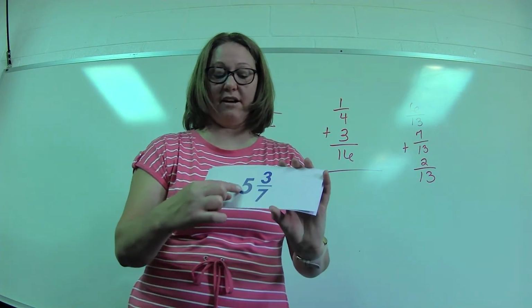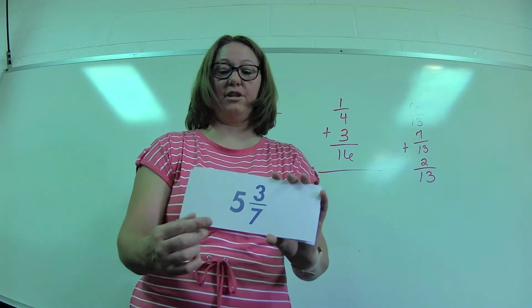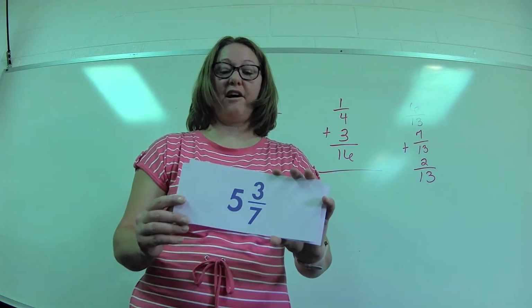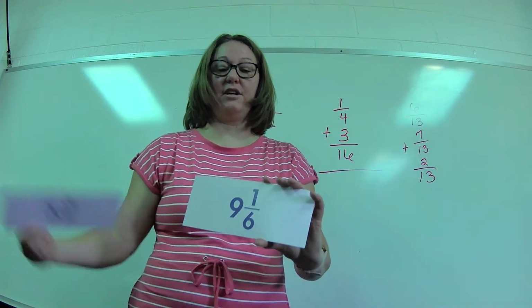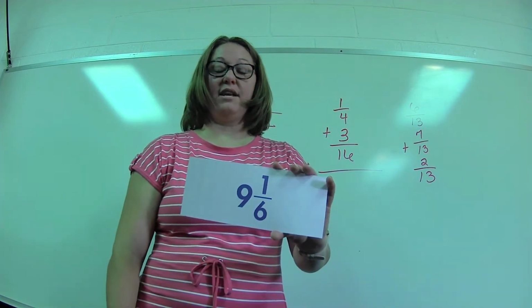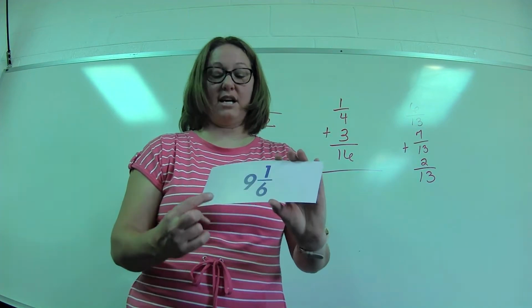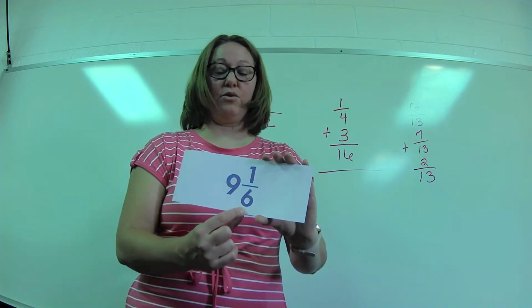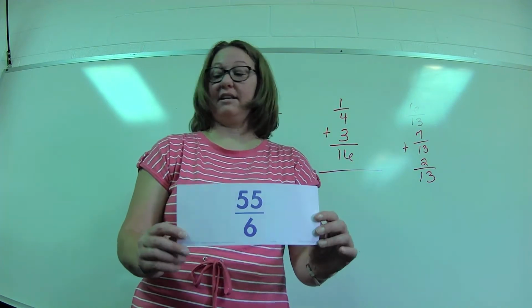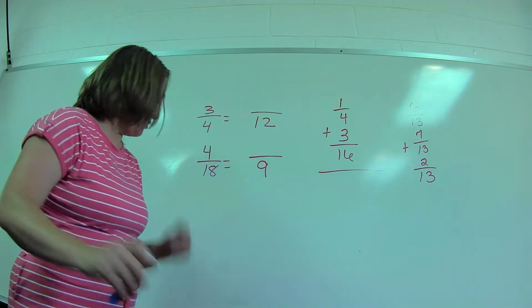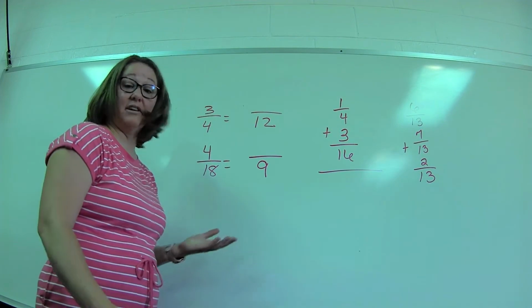Whole number is 5 times the denominator plus the numerator. So you have 35 plus 3 gives you 38/7. Very good. Here you have 9 and 1/6. Whole number is 9 times 6 is 54 plus 1 is 55. 55/6. Very good. Now we left off with adding fractions or equivalent fractions and adding.